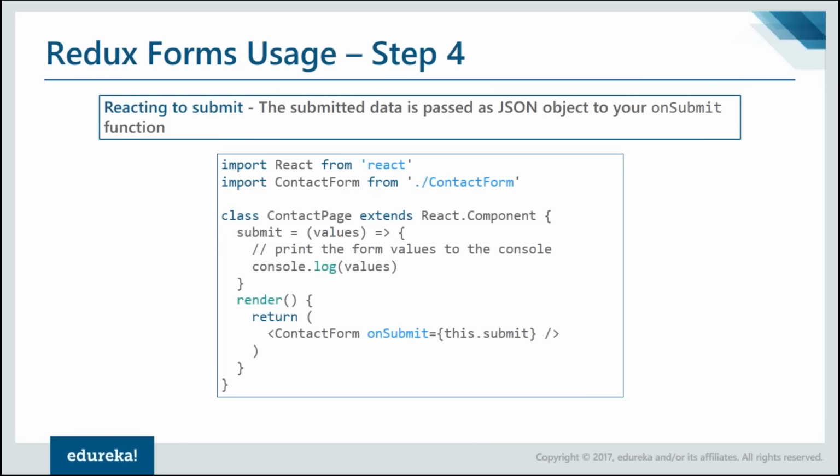Now this is the fourth step, and I'll say this is the last step: how React Redux forms handle the submission. Now, reacting to the submit when a user clicks on the submit button. Let's say we have two buttons, submit and cancel, on our form, and when the user clicks on the submit button, how does Redux form react to this event? The submitted data is passed as a JSON object to your onSubmit function. So this is the onSubmit function where we are passing the data in the JSON object.